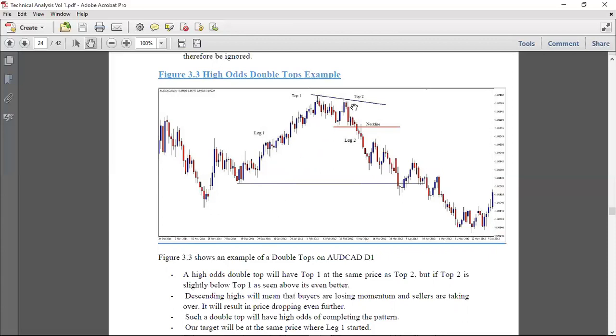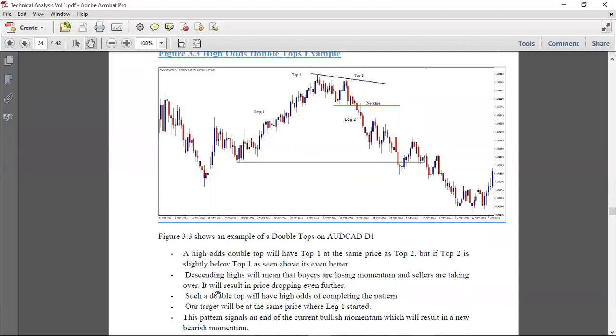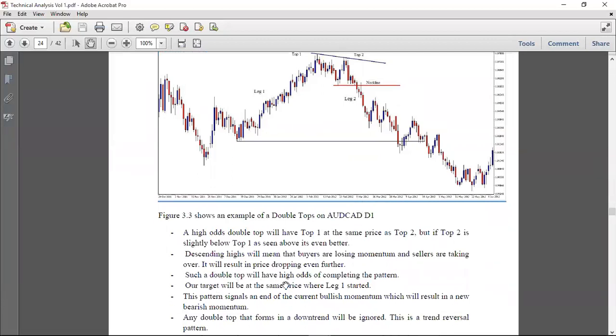So if you have something like this, what does it mean? If you have descending highs like this, highs are going down, it means that buyers are losing momentum and sellers are taking over. If buyers are still at stronger momentum, then the market is going to be printing higher highs, which is why we don't consider a double top that has higher highs as high odds. So if it starts to do something like this, then that's a good sign. Such a double top will have high odds of completing the pattern.